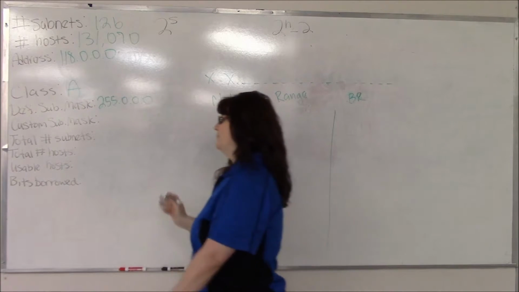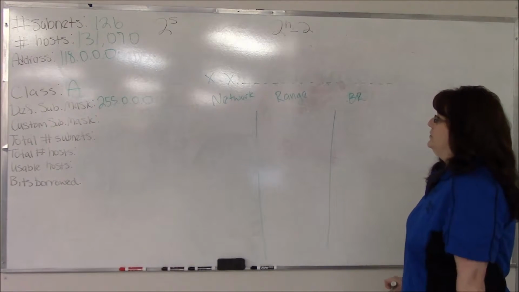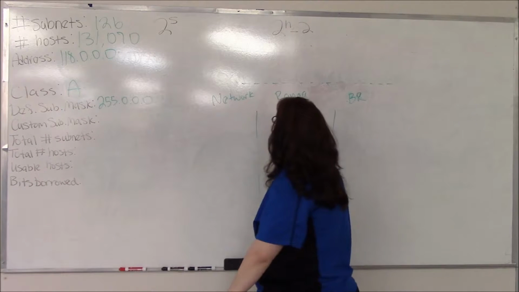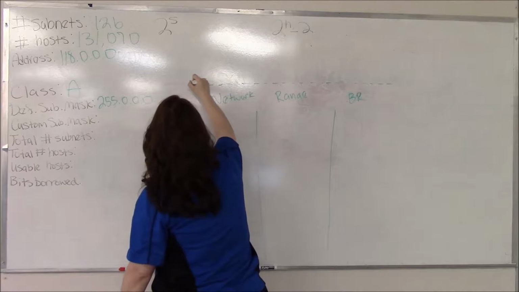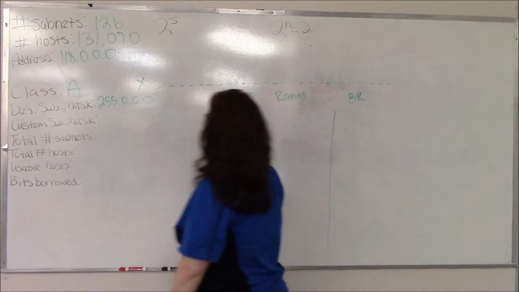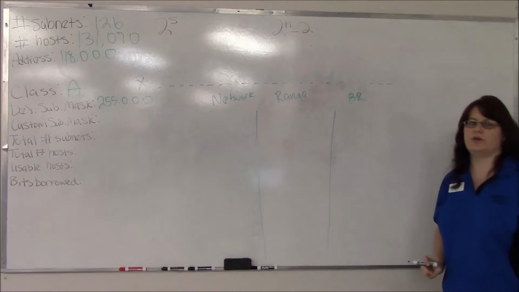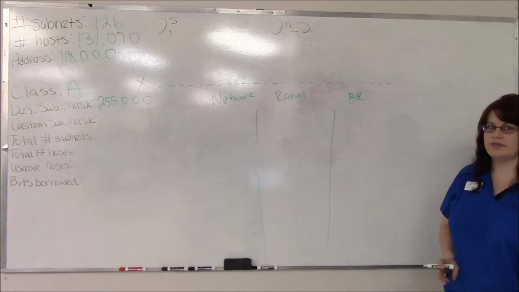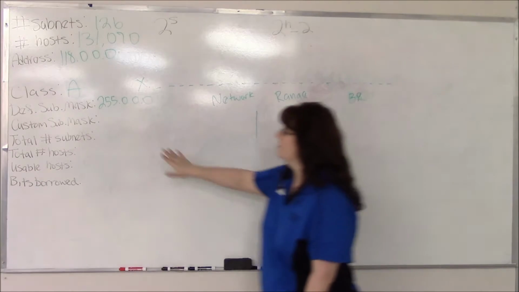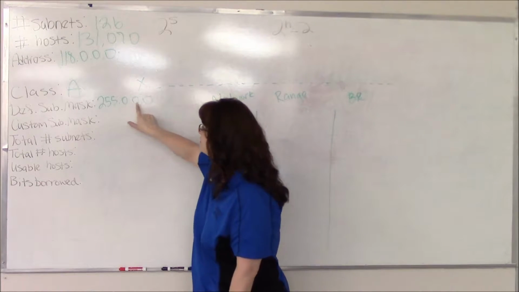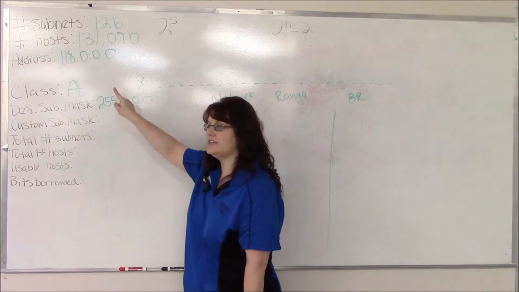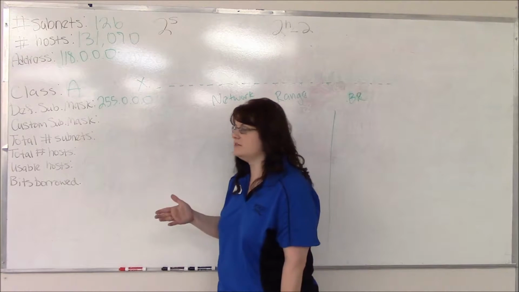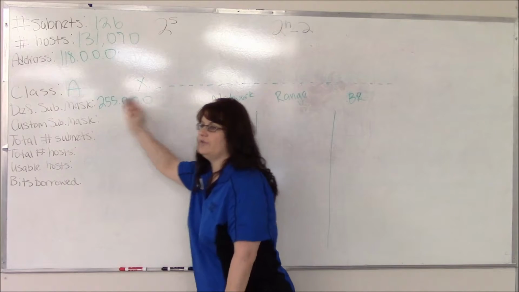255.0.0.0. That's it. Now, why do we have 3 octets to work with? Does it say A? Yes, because it's an A, and because of the default subnet mask. Everywhere you see a 0 in the default subnet mask for that class of address, that's what you have to work with. So when we start counting for subnet bits, we're going to start right here and go this way, right?